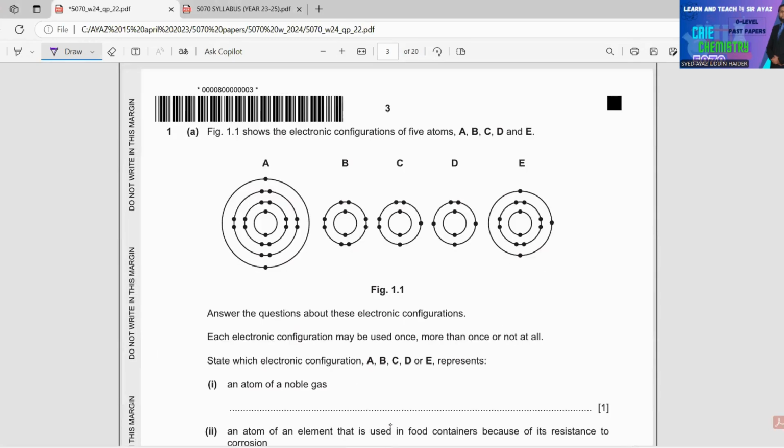Here's question number 1, Part A. Figure 1.1 shows the electronic configurations of 5 atoms A, B, C, D, and E. Answer the questions about these electronic configurations. Each electronic configuration may be used once, more than once, or not at all. State which electronic configuration A, B, C, D, or E represents. Number 1, an atom of a noble gas.